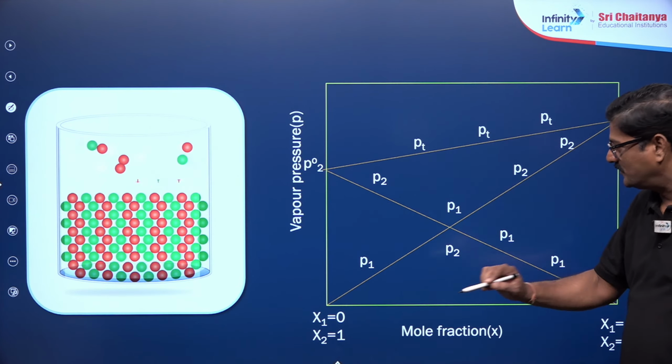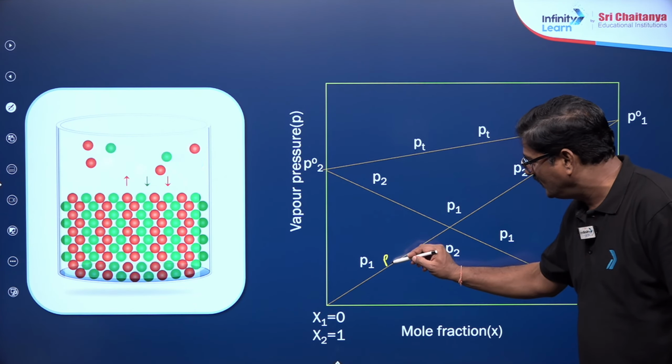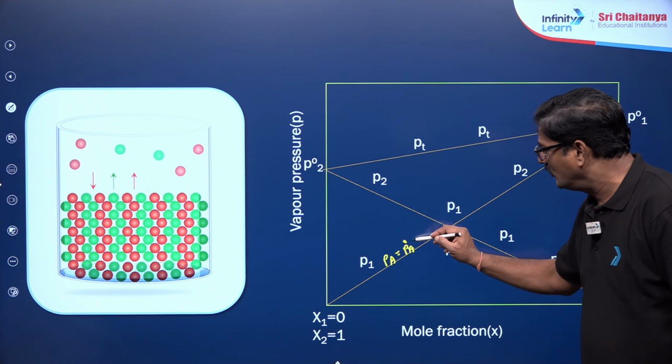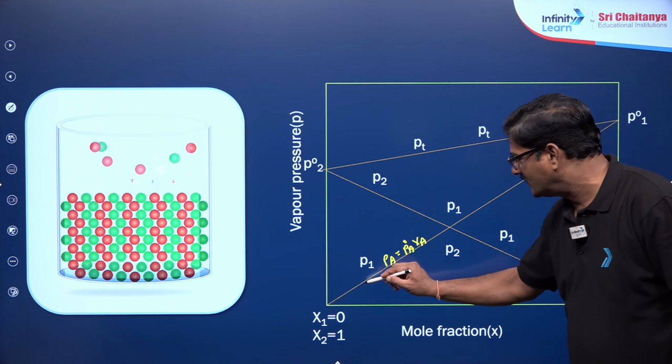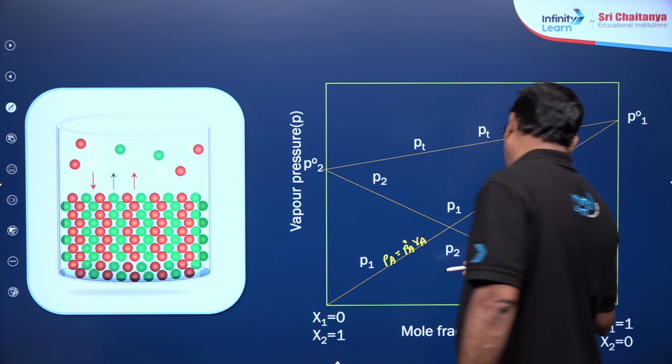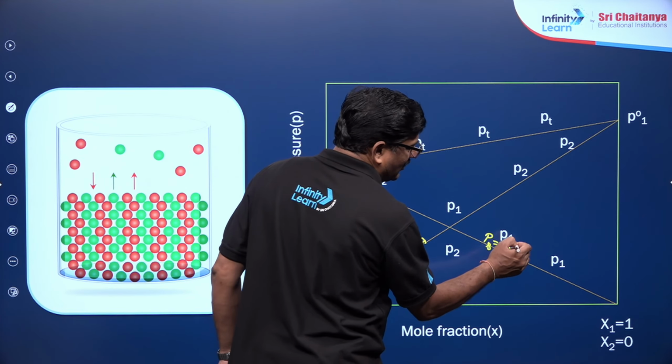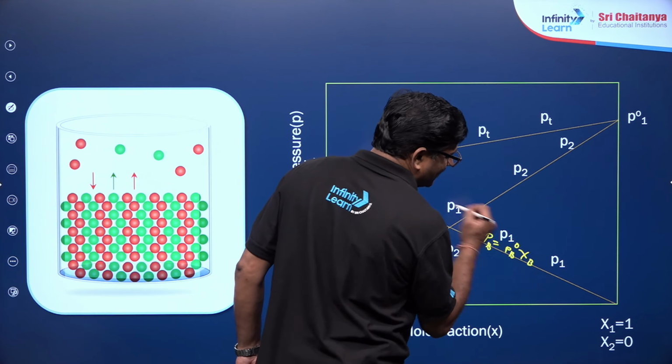Before that, you are going to get PA is equal to P naught A mole fraction of A. This line indicates, what does this line indicate? That is equal to PB is equal to P naught B mole fraction of B.